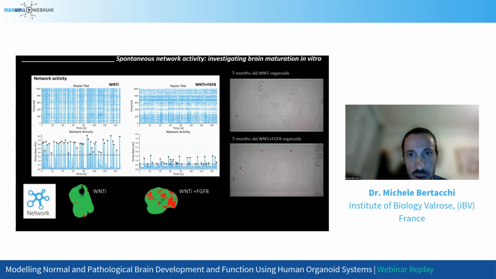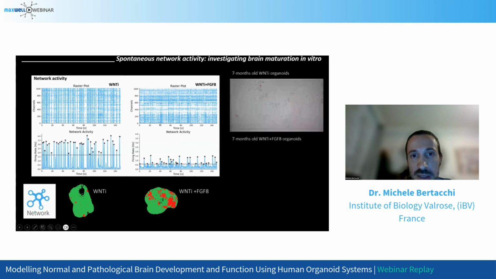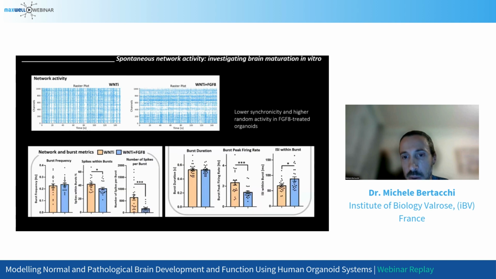However, when we did the same with FGFA-treated organoids, the situation was quite different. So you can see that they're still active, but the organization of the activity in time is quite different, right? So we can still detect some bursts, but you can see each burst has not many spikes inside of it. And if you look at the space between different bursts, there's a lot of random activity. So this was also quantified by the Maxwell software.